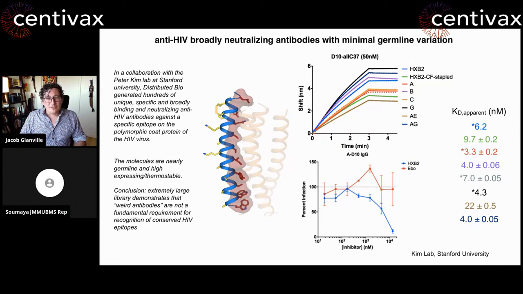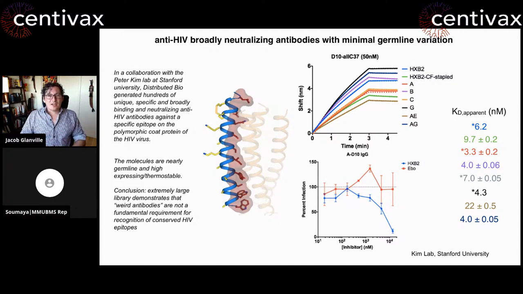But we found them. We found, right out of the library, very normal, nearly germline looking antibodies. In this case, there was one which was single digit nanomolar without us doing any affinity maturation work, that hit all of the HIV strains and provided weak but real neutralization against the virus. That was exciting to us because it helped establish in our minds that our principle was correct.